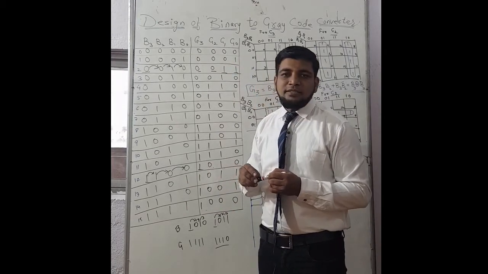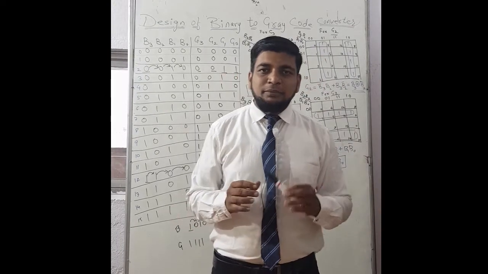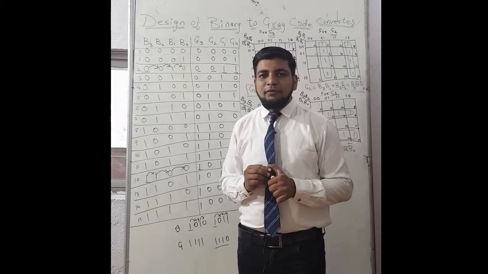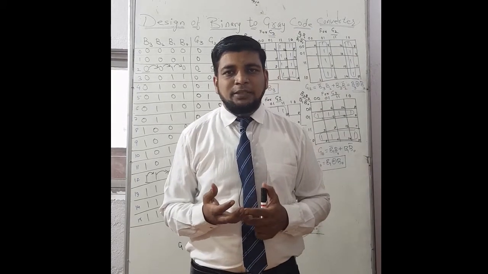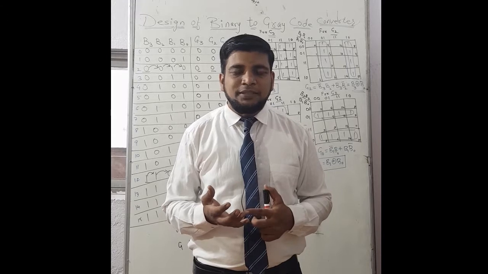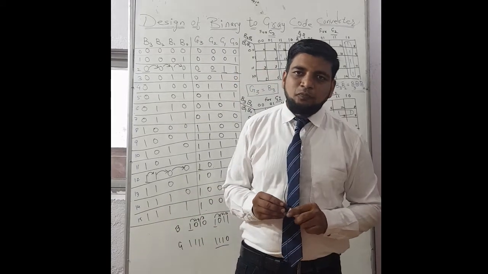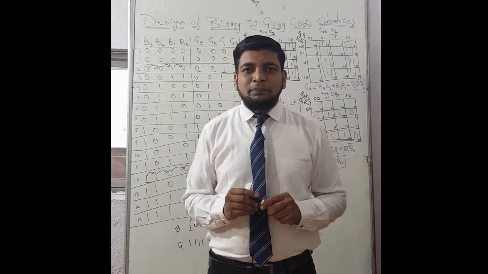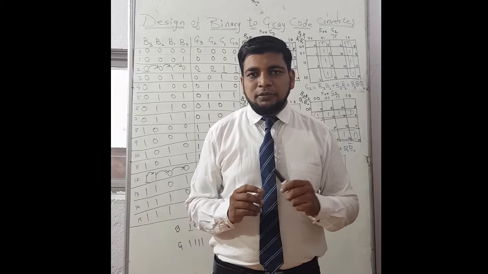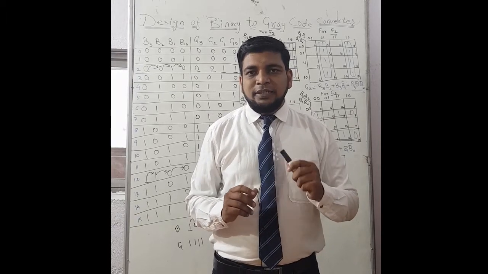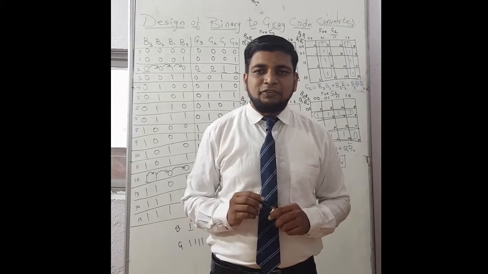Next is the minimization technique. For the minimization of the Boolean expression, for the minimization of the output, we are using various minimization techniques like Boolean algebra, Karnaugh map technique, Quine-McCluskey method. Here we are going to minimize the expression with the help of Karnaugh map technique. For the Karnaugh map technique, I have made one more video: how to design a Karnaugh map, how to minimize the expression with the help of Karnaugh map. You can refer to that video.